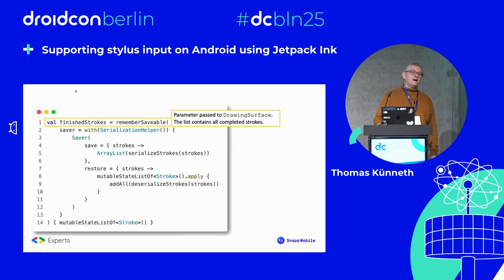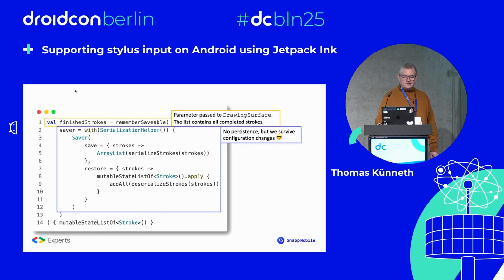This state will be passed to the drawing surface composable, and this state contains a list of finished strokes. Just keep that term finished strokes in mind. I will be explaining what this means a little bit later. This is the part that is necessary to gracefully react to device rotation. So I'm using a custom saver implementation. Here is a helper class I wrote, serialization helper, which basically persists the finished strokes. This is the other term you will be hearing a little bit later, using a savable.